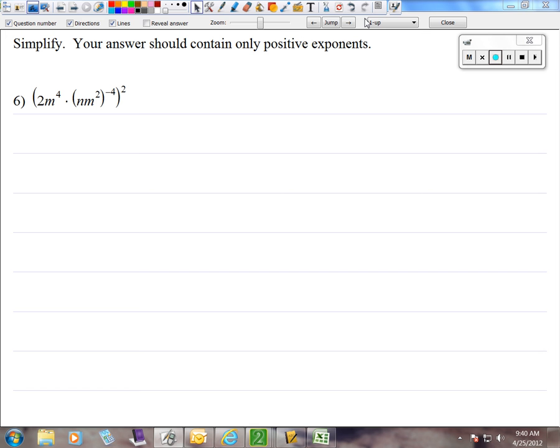This gets a little tricky if you forget that the n has its own exponent of 1. And so does this 2 over here. Everything has an exponent. Everything has its own exponent. We just don't write the 1s, do we? So you don't want to forget about those. The key to this is working inside out.